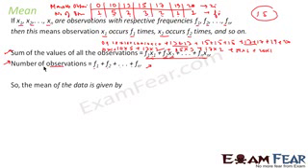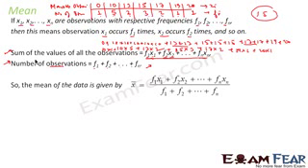In this case, mean will be given by the sum of values of observations divided by the number of observations. The sum of the values of observations is f1 x1 plus f2 x2 plus f3 x3 till fn xn, and the number of observations is f1 plus f2 plus f3 till fn. Please note this formula is very crucial. By definition I told you mean is nothing but you add all the values and divide by the number of values. So the total is f1 x1 plus f2 x2 plus f3 x3 till fn xn, divided by the number of students.